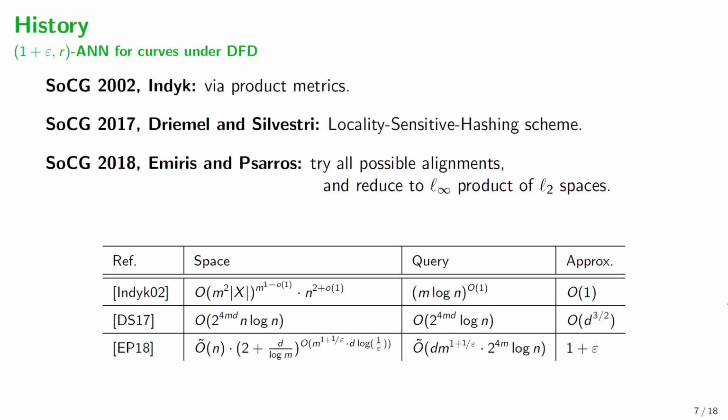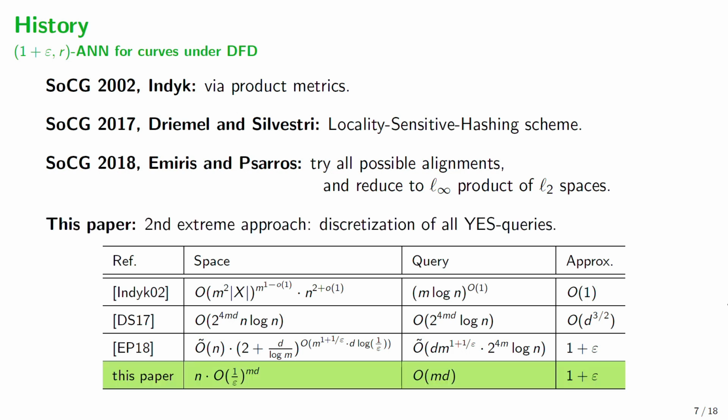As you can see, all these data structures have either an exponential in m query time or an infeasible storage space bound. In our paper, we actually take the extreme approach of pre-computing a discretization of all the yes queries to get a 1 plus epsilon approximation. Surprisingly, not only do we get a linear query time, but we also significantly improve the space bound over the previous results.